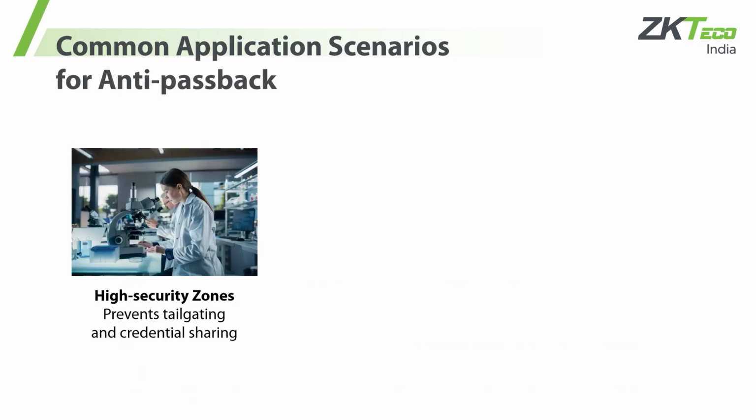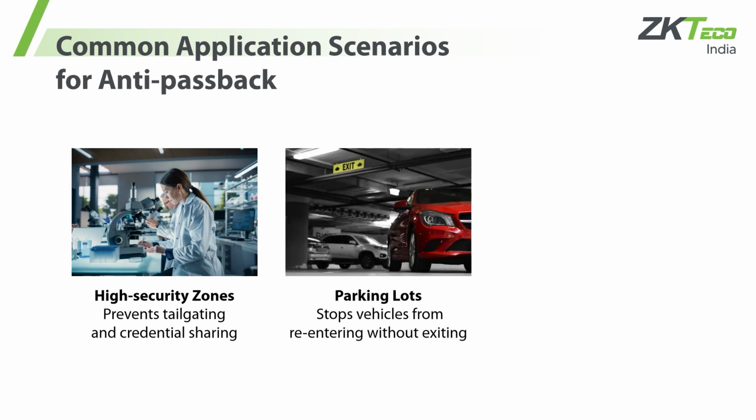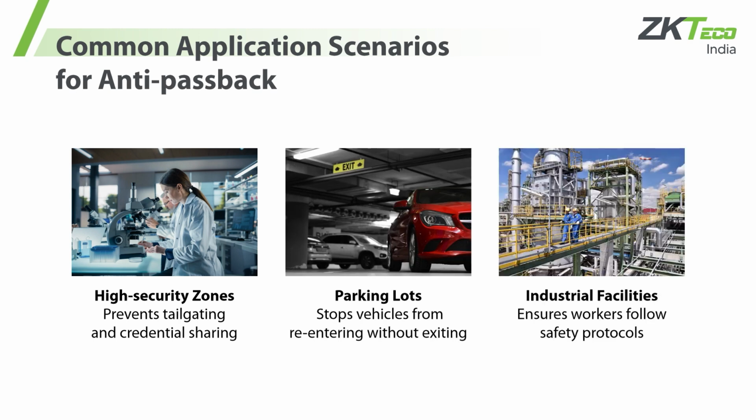Common application places for anti-passback include high security areas, places with extremely high security requirements, such as bank vaults, laboratories, data centers, classified units, military bases, etc. It prevents tailgating entry and credential sharing behavior. In parking lots, it prevents vehicles from entering again without driving out. In industrial facilities, it ensures workers follow safety procedures.